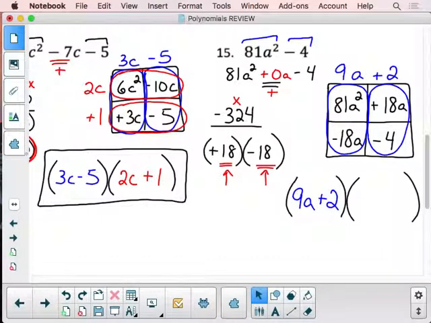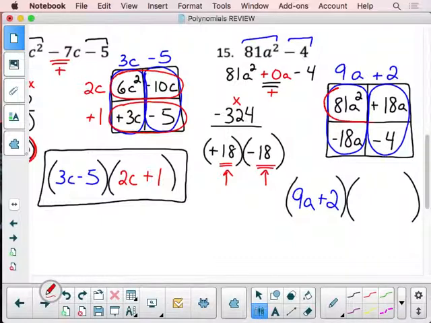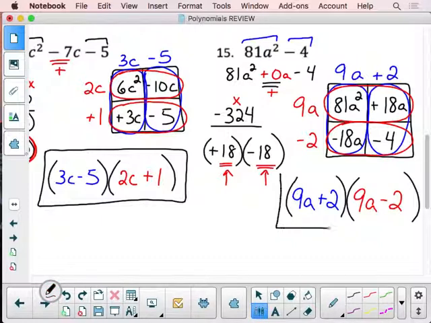Then we go to look at our rows. What do these two have in common? Similar to the first column, 81a squared plus 18a, they have a 9a in common. The second or bottom row, they're both negative, so you take the negative out, and they both have a 2 in common, so negative 2. So my second factor is going to be 9a minus 2, and that's going to be our factored solution to this problem.